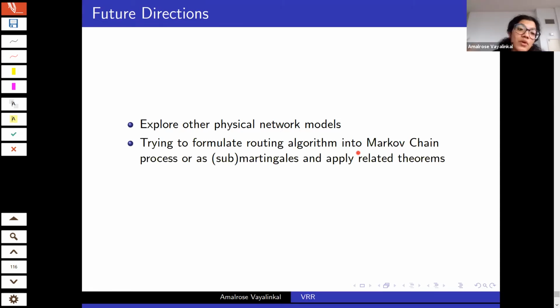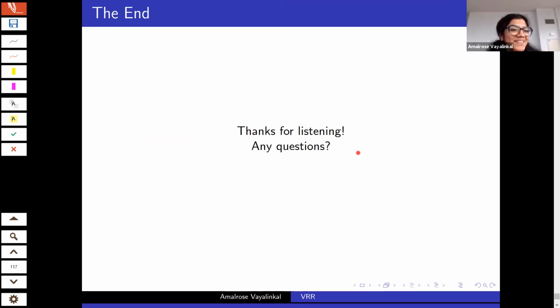We've also been trying to formulate the routing algorithm as a Markov chain process or as sub-martingales and apply related theorems. For those of you that are familiar with the optional stopping theorem, we were thinking of maybe looking at the expected hitting time of the routing path to the target, or even a node with the target in its routing table. And so I hope to work on these things in the coming months, as well as explore other things related to virtual ring routing with Professor Burchard. So that's the end. Thanks for listening.